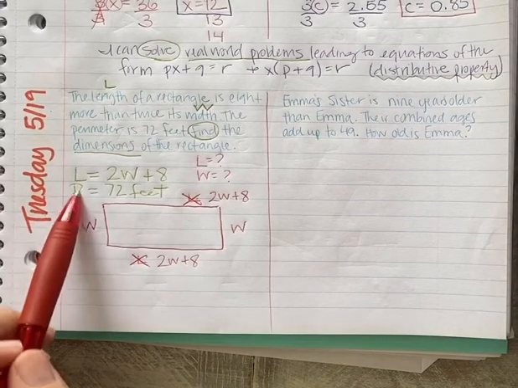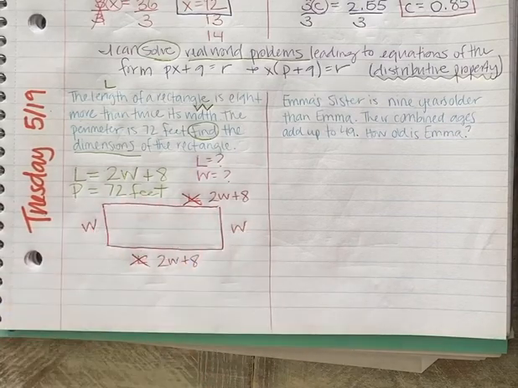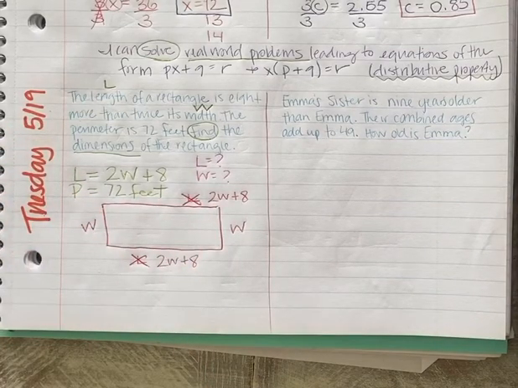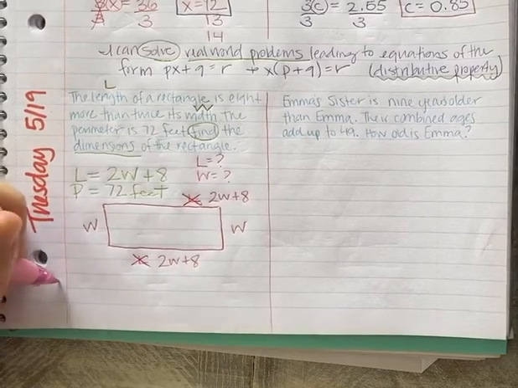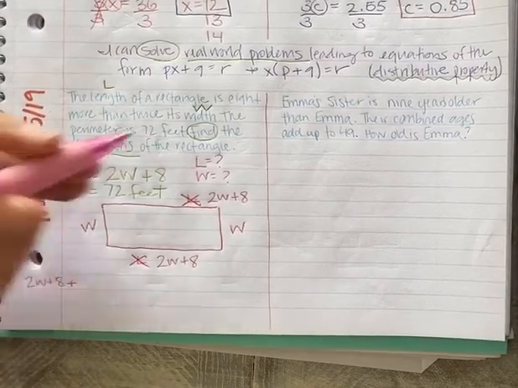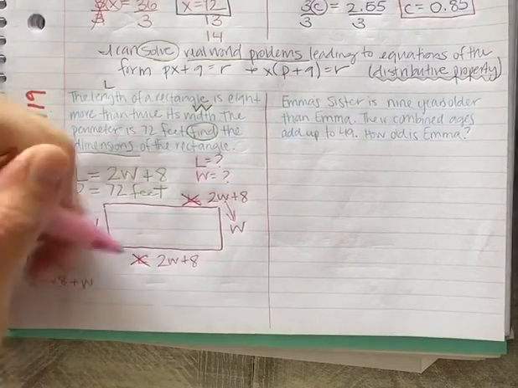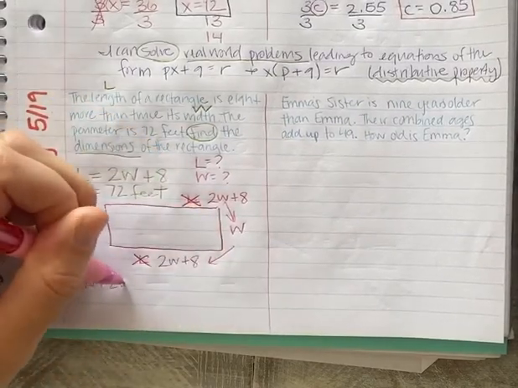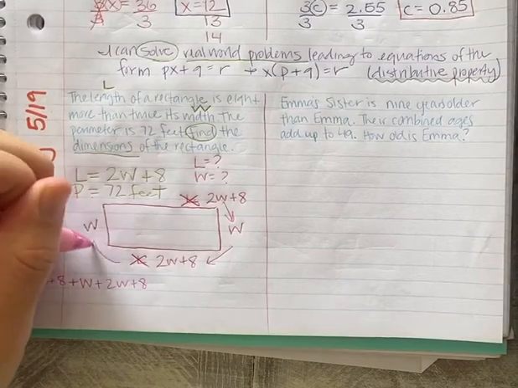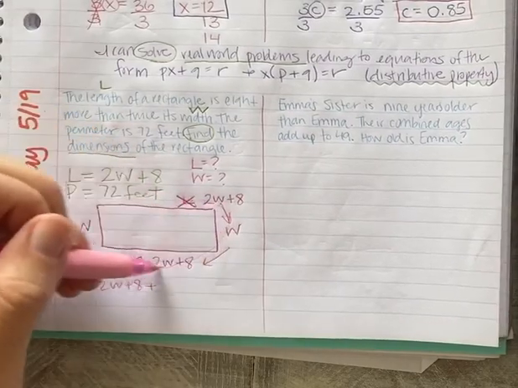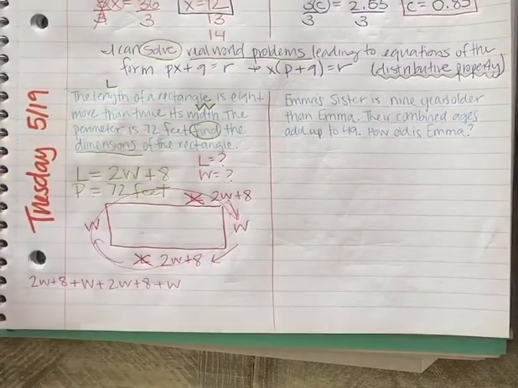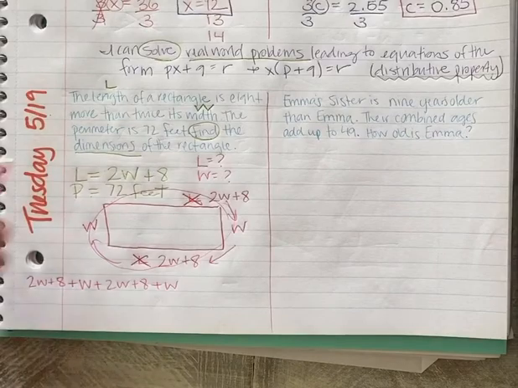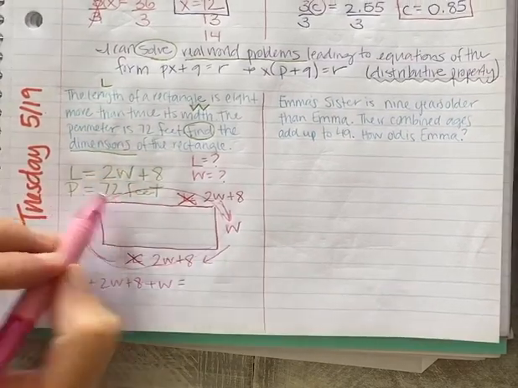So again, the perimeter means that if we add them all together, we should get 72. If we were to write this into an addition problem, 2W plus 8 plus W plus 2W plus 8 plus W. So there I added all the sides together, equals the perimeter. If we add them all together, it equals the perimeter, or 72 feet.